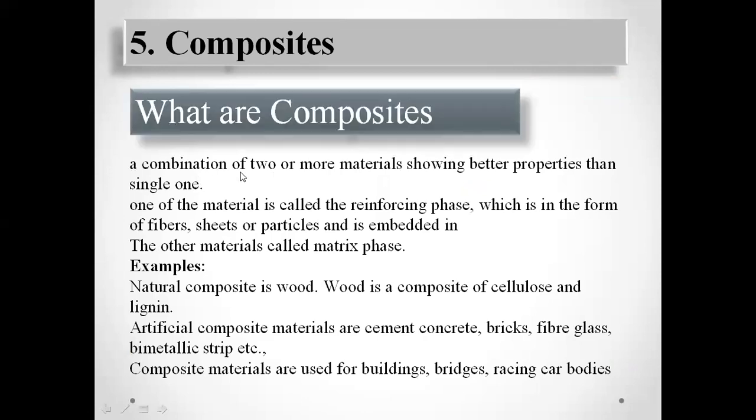So a composite is a combination of two or more materials showing better properties than the single one. That's the definition of a composite. It is made of two or more materials, mixed together as separate materials, so that they have the advantageous properties of both. One material is called the reinforcing phase, and another one is called the matrix phase.